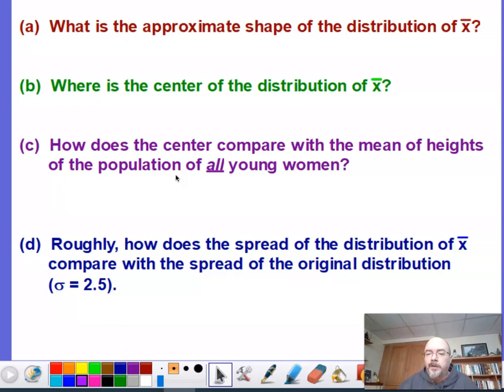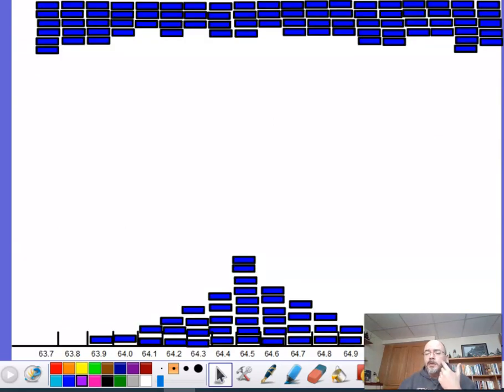Roughly, how does the spread of the distribution of x bar compare with the spread of the original distribution? Now remember, the population standard deviation, ladies and gentlemen, is 2.5. That's 1 standard deviation, 2 standard deviations. But you'll notice that if we figured that out, the standard deviation is not quite as large.